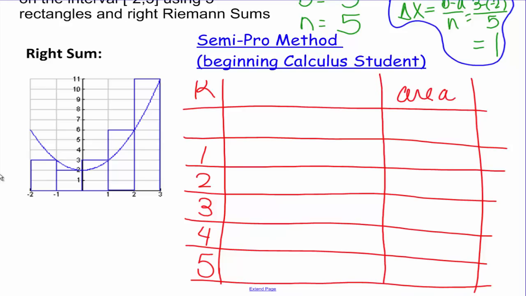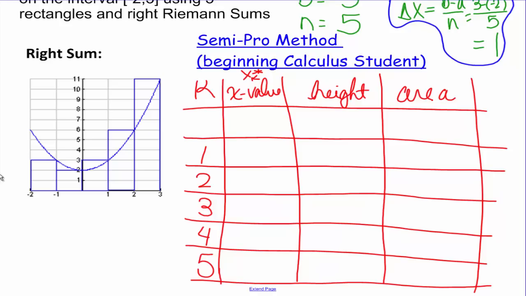But in order to find the area, we need to know the height and the width. We already know one of those. Which one do we already know? Width. We know delta x, it's 1. So we need to know the height. And in order to know the height, what do we need to know? Well, we know the function. What are we going to plug into the function? That darn x, so we'll just say x value. X sub k star.